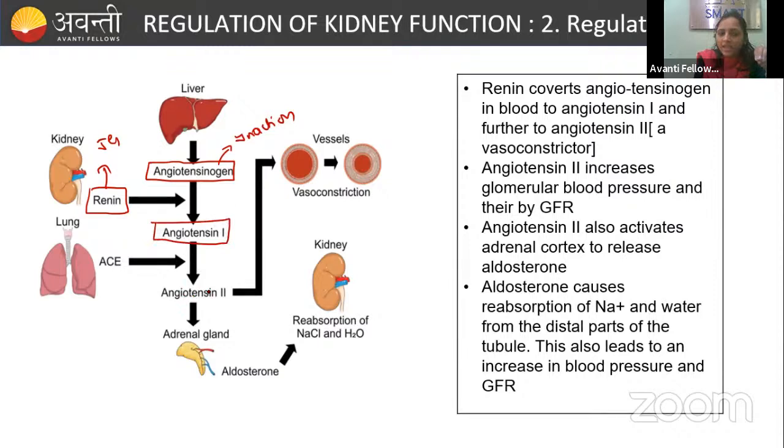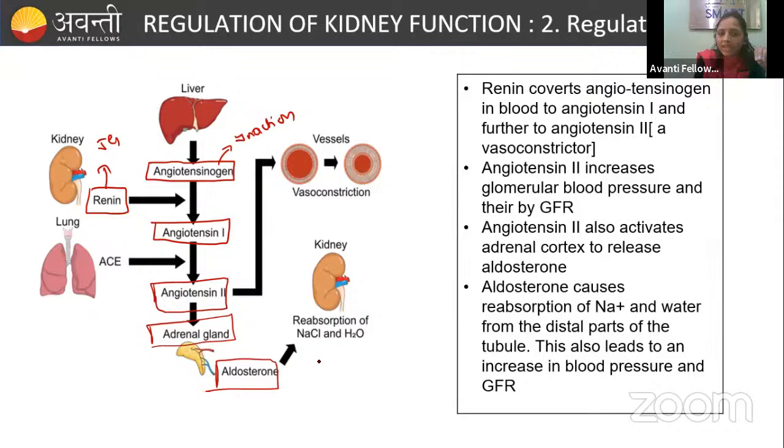In the lungs, this angiotensin 1 is going to be converted. ACE activates this angiotensin 1 to angiotensin 2. Here, angiotensin 2 is going to act on the adrenal gland, and it will release aldosterone. Aldosterone is going to be released, guys.